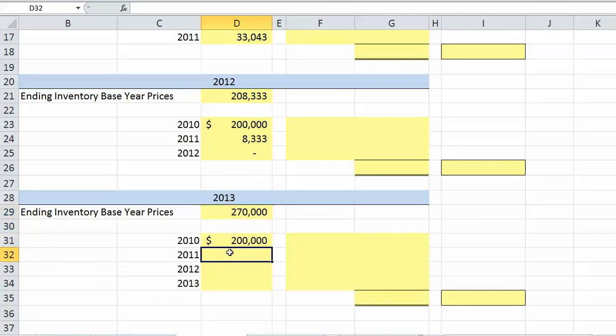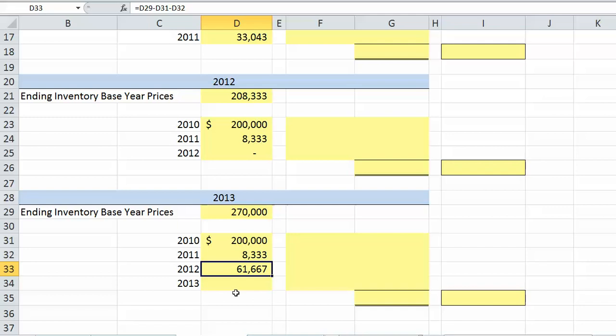For 2011, what do we have left that we need? We've got 70,000 that we need, but we only have 8,333 available. Again, we take the lesser of the two, which is the 8,333. In 2012, how much inventory do we still need? We need the 270 minus the 200 minus the 8,333.